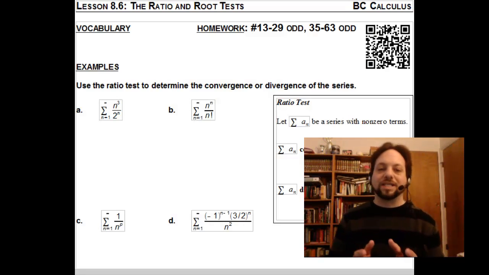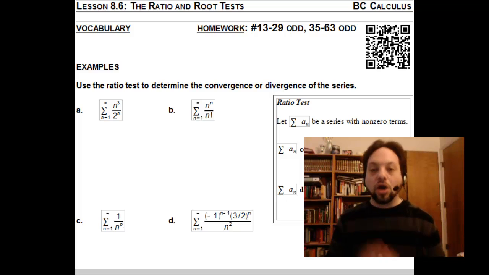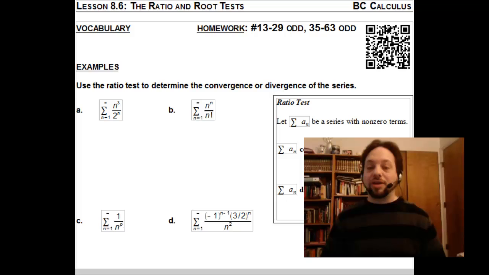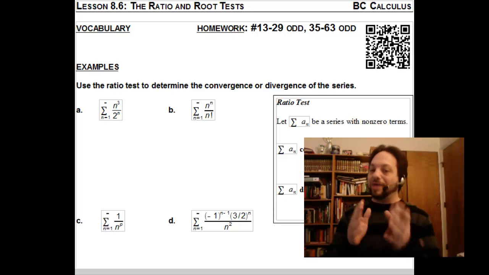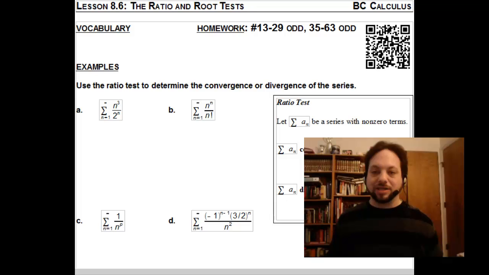In Lesson 8.6, the ratio and root test, we will explore the two titular tests and find that they actually both have the same conditions and same conclusions. And who knows, if we're lucky, maybe they'll even make some sense along the way. So that being said, let's go ahead and explore the ratio test first and see how easy this test actually is.